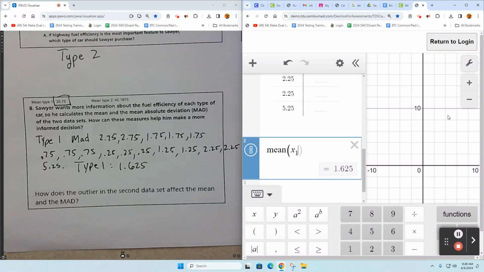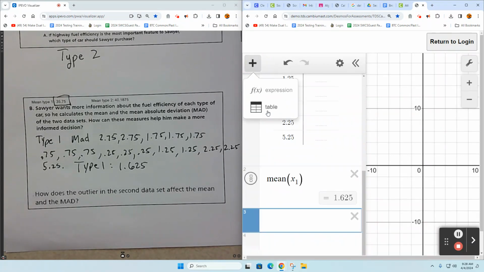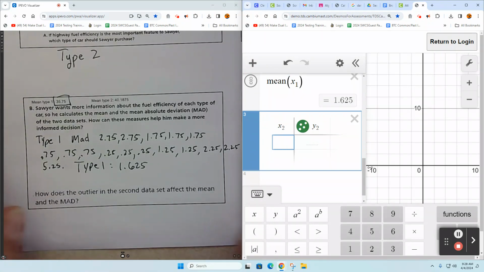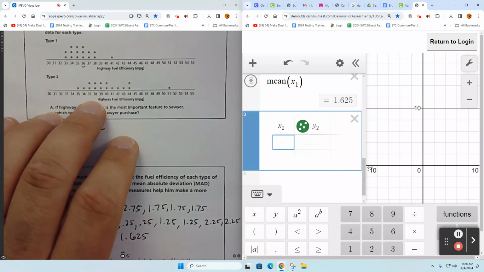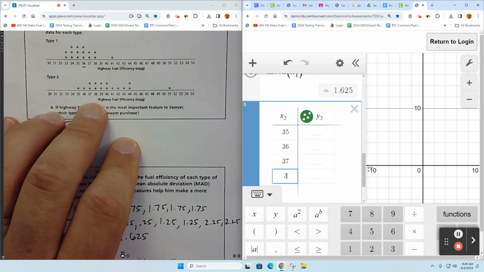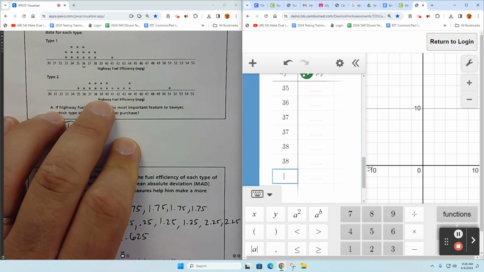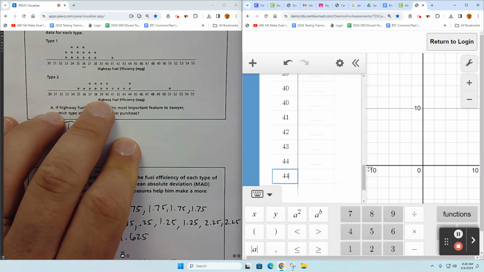Mr. McConnell, there's got to be a better way. So let's try to do it all in the calculator. I'm going to make a new table and plug in these values. I got a 35, a 36. I got 2 37s, 2 38s, 2 39s, 2 40s. I got a 41, a 42, a 43, a 44, a 44, and a 51.